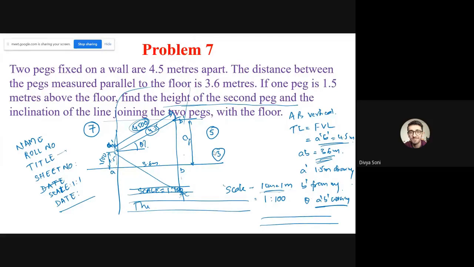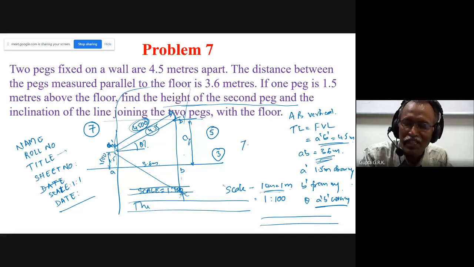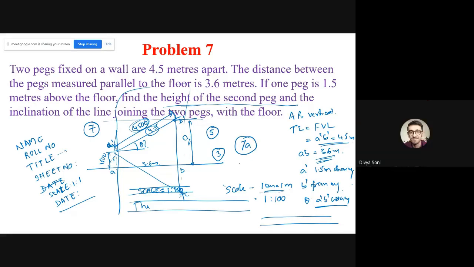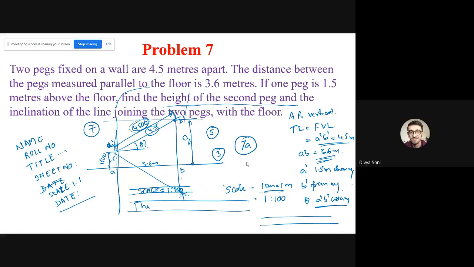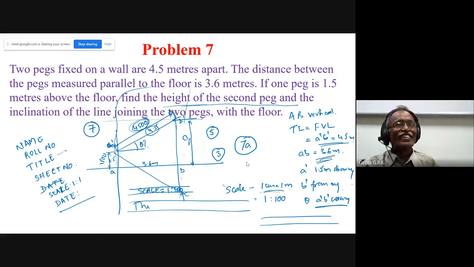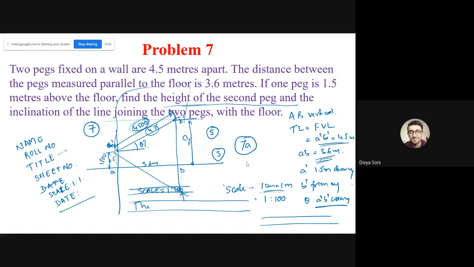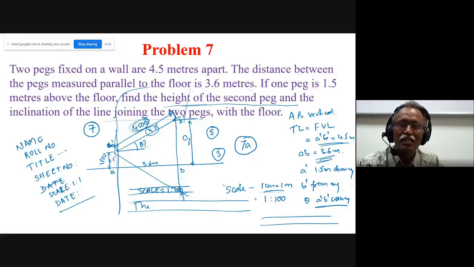Sir, if a subsection is there, like 7A, then how do we write it? You just put the 7A and put a circle like this. 7A1 and 7A2 will also be there. Or for all the three in that, you can give 7A. You need not put 1, 2, 3 again. For 7A, there are 3 problems; all the 3 you draw at the same place.